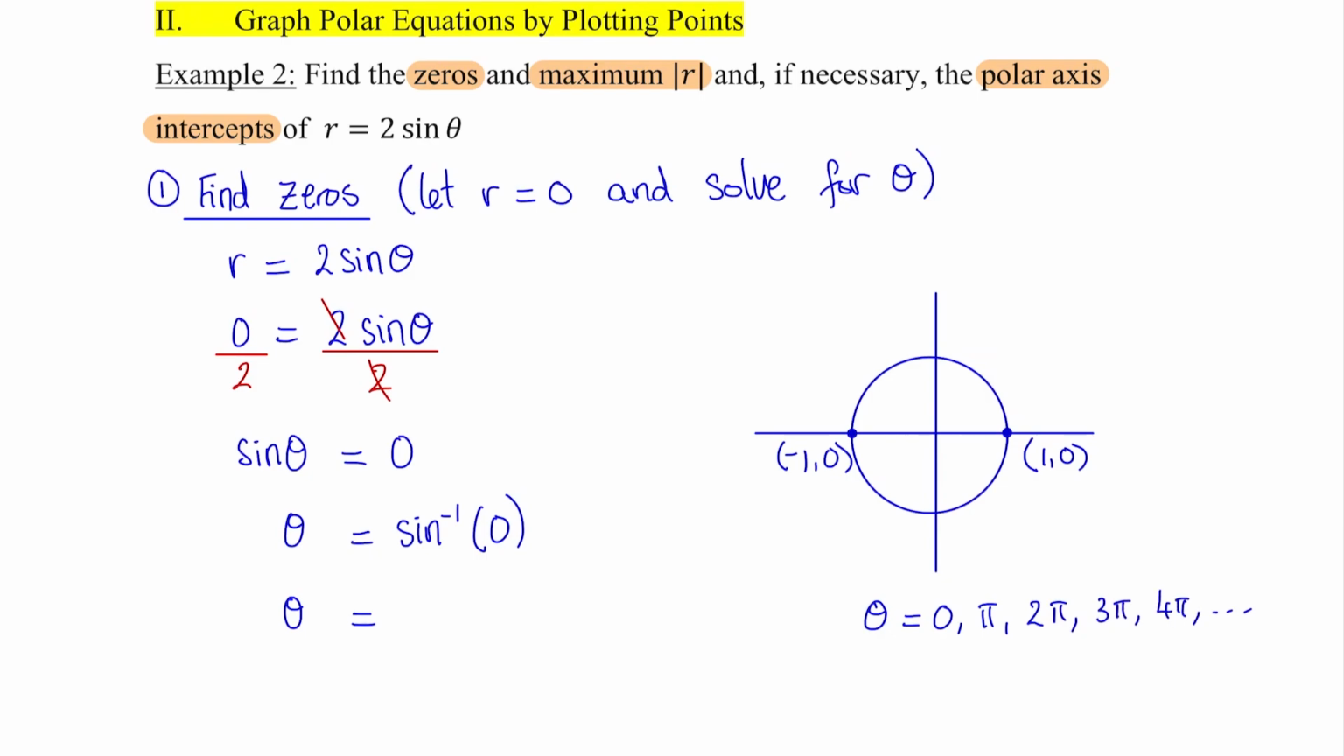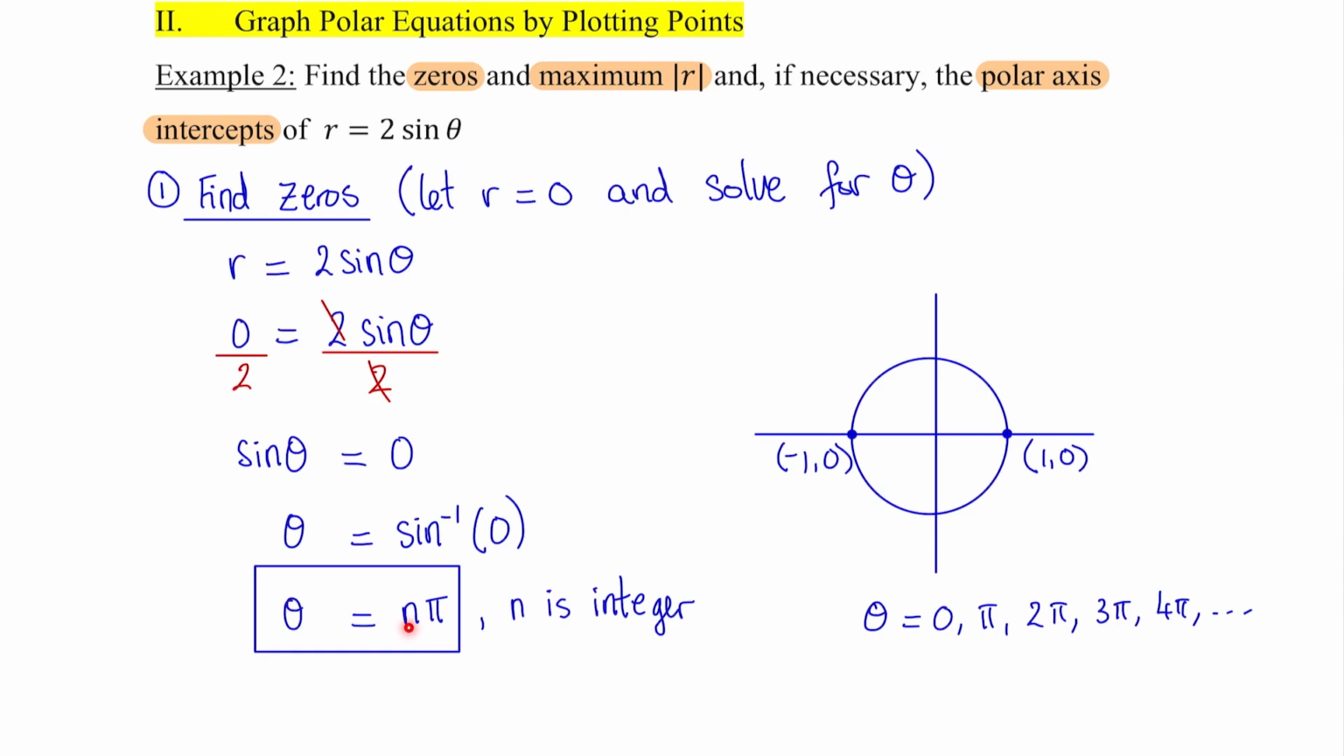So that means my theta is a multiple of pi, which is n pi, and n is an integer. n can be negative 1, negative 2, negative 3, or 0, or 1, 2, 3, 4, 5. As long as n is an integer, theta is n times pi. So if theta is n times pi, then sine of theta is equal to 0, then 2 sine of theta will also be equal to 0. And these are the zeros that they're asking me to find.